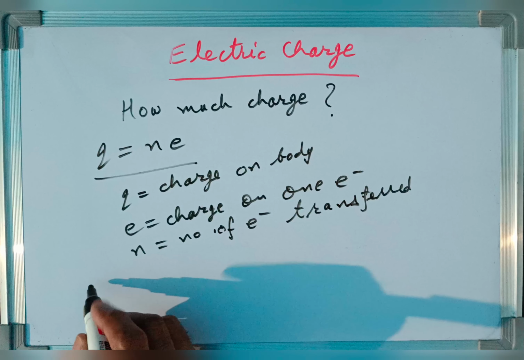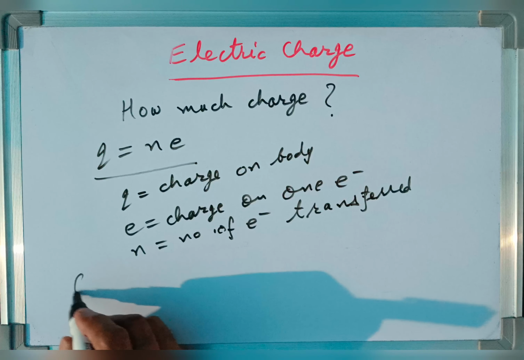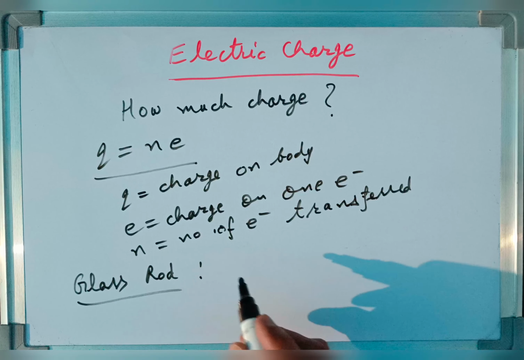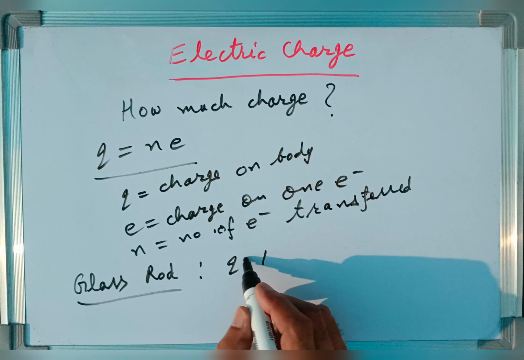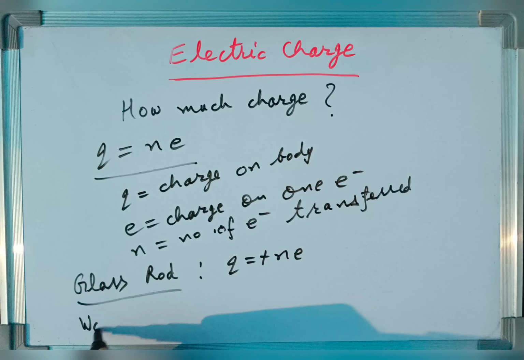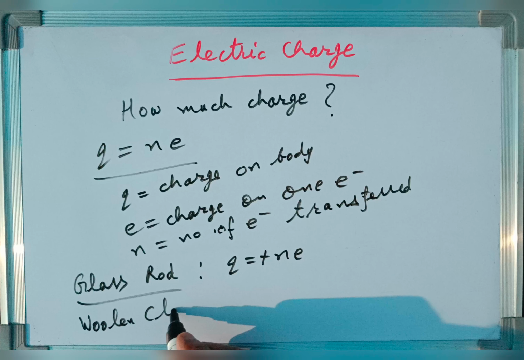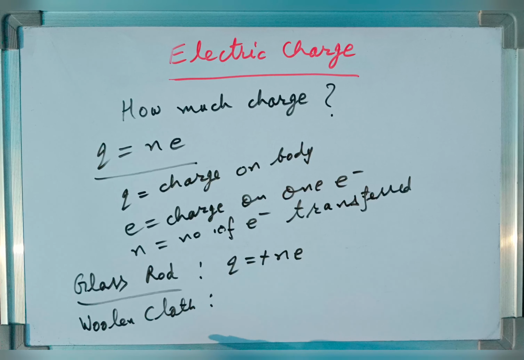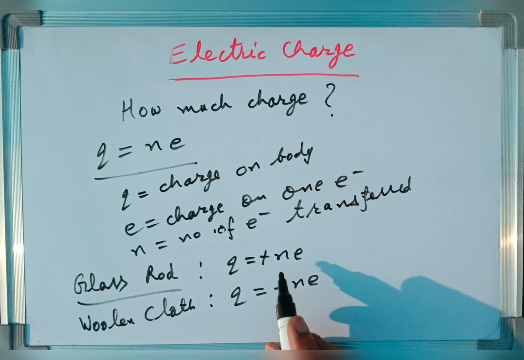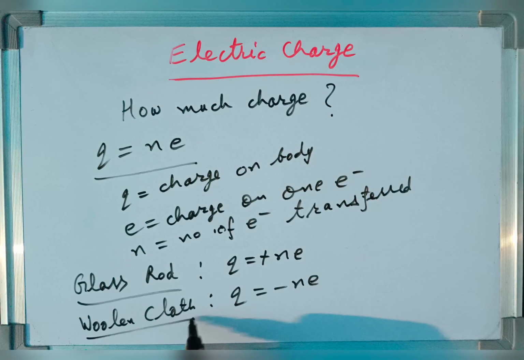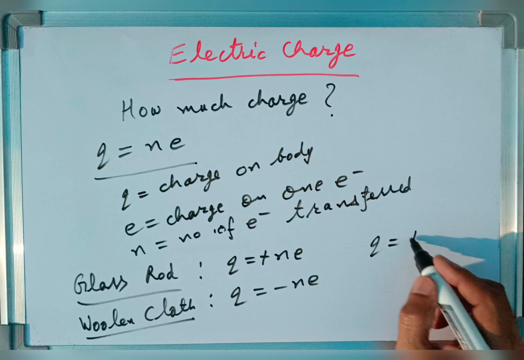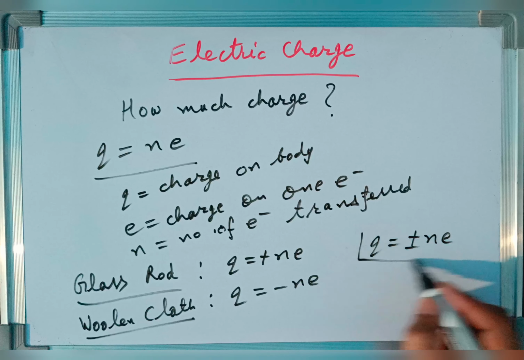If n electrons are transferred from one body to the other, then the magnitude of charge produced will be Q = Ne. In case of the previous example, how much charge will be produced on the glass rod? It will be +Ne. In case of the woolen cloth, if n electrons are gained by it, the charge produced will be -Ne. The magnitude of charge on both bodies will be the same, but the sign will be opposite. In general, we can write charge developed is equal to ±Ne.